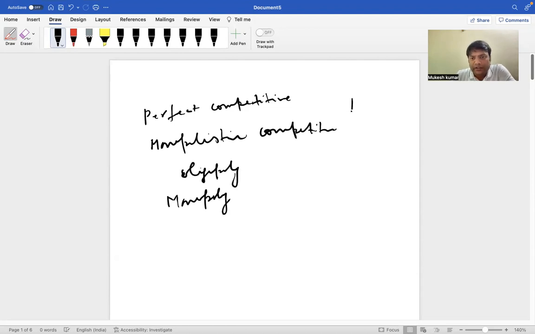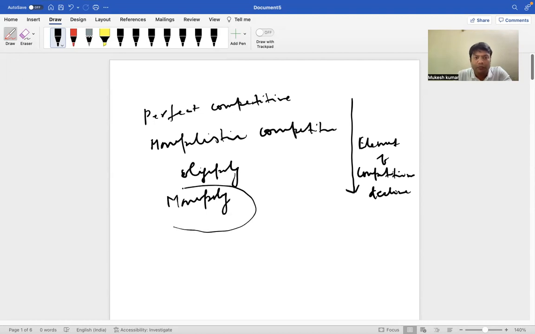As we move in this direction, the element of competitiveness declines. Okay, so on one extreme there is a perfect competitive market, and on the other extreme there is the monopoly, and in between this there is the monopolistic competitive market and oligopoly. Today I'm going to start with this monopoly chapter.